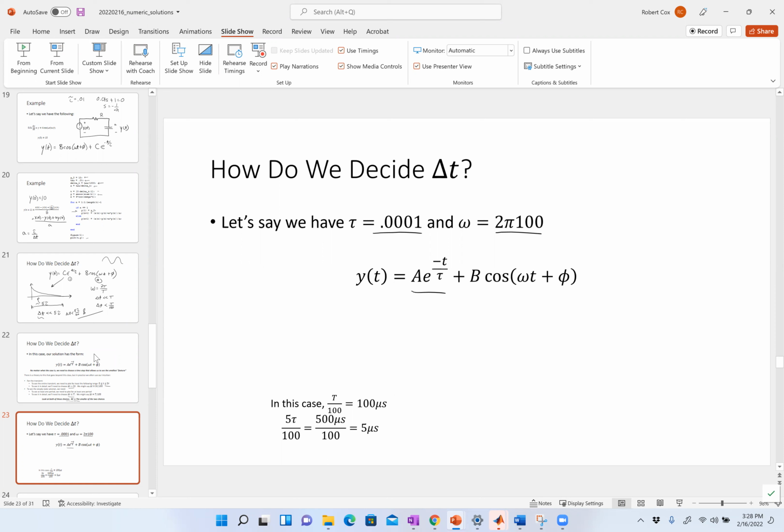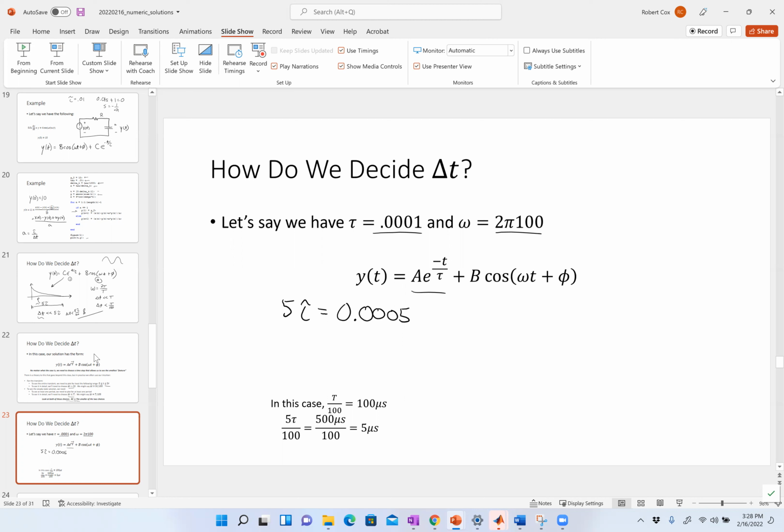So 5 tau, in this case, would be equal to 0.0005. How many seconds is that? What are the units there? It's 0.5 milliseconds or 500 microseconds. That's 5 tau. So this whole transient only lasts 5 tau.